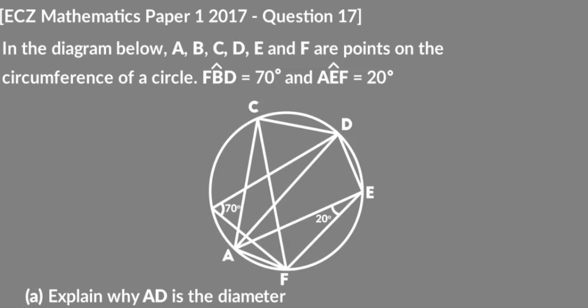In the diagram below, A, B, C, D, E, and F are points on the circumference of a circle. Angle FBD is 70 degrees and angle AEF is 20 degrees. The first question is asking us to explain why AD is the diameter. Again here, we want to use properties in circle geometry to prove that AD is a diameter. If you think about the properties that we have in circle geometry, I think the best property that can help us to prove that AD is a diameter is one that involves a semicircle. If you pay attention to your properties, there's one property that makes use of a diameter.